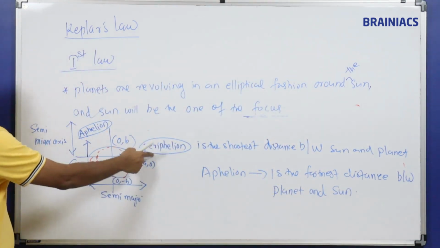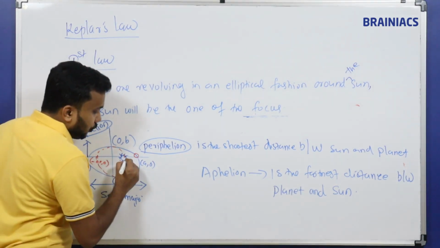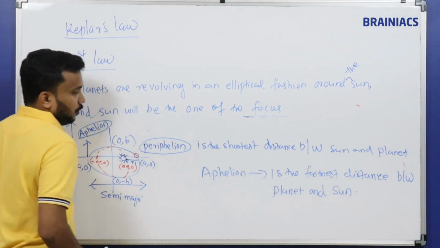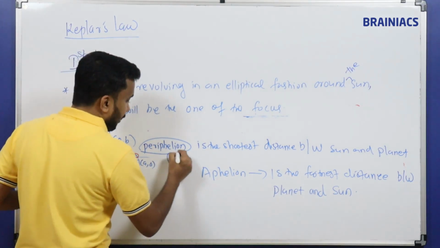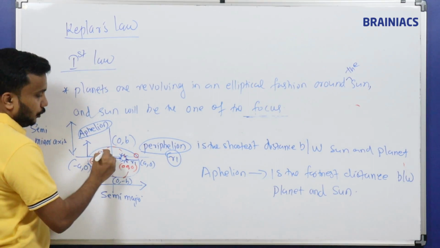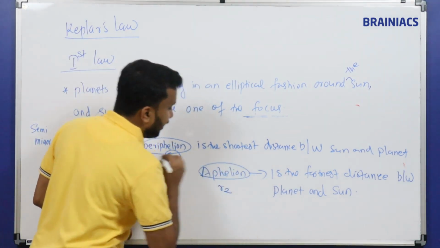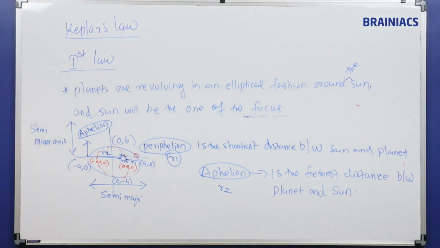So perihelion understood, aphelion understood. Next, perihelion is the shortest distance, and this is given as R1. So perihelion is marked as R1. Aphelion is the farthest distance, and it is marked as R2. So perihelion is the shortest distance, aphelion is the farthest distance.